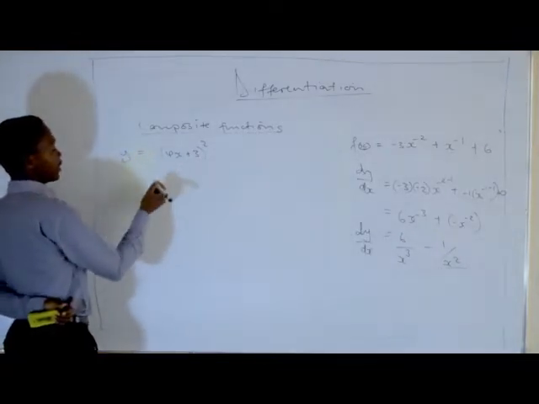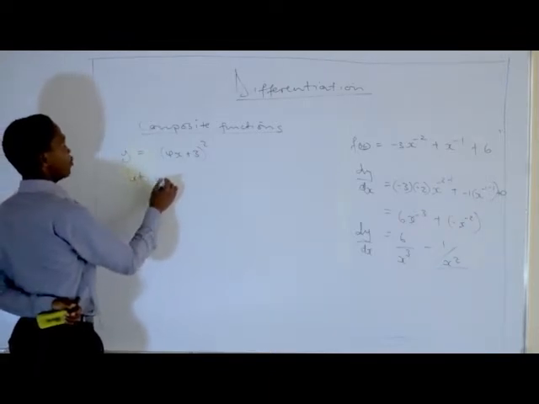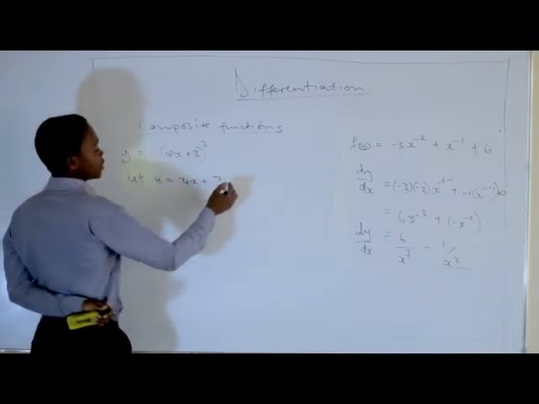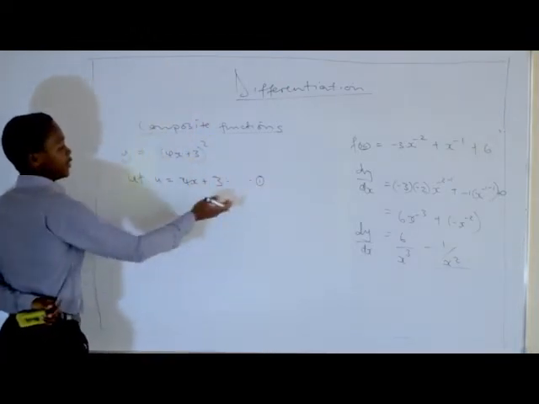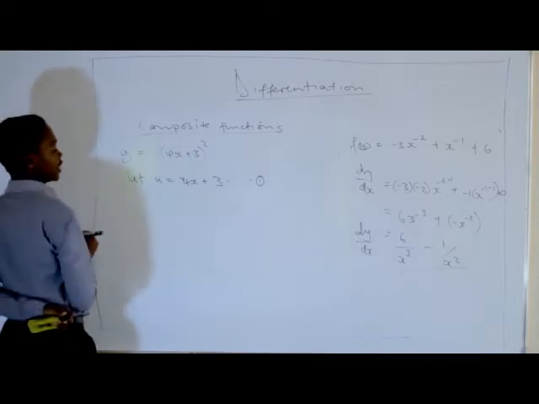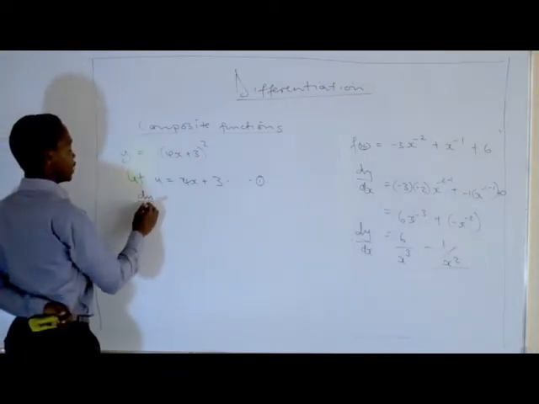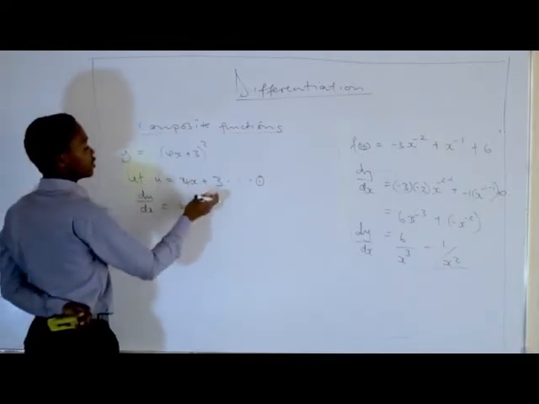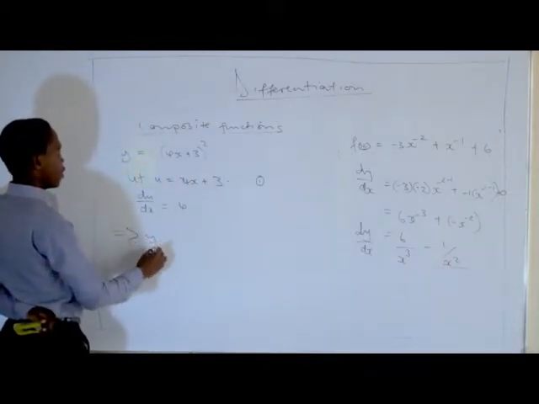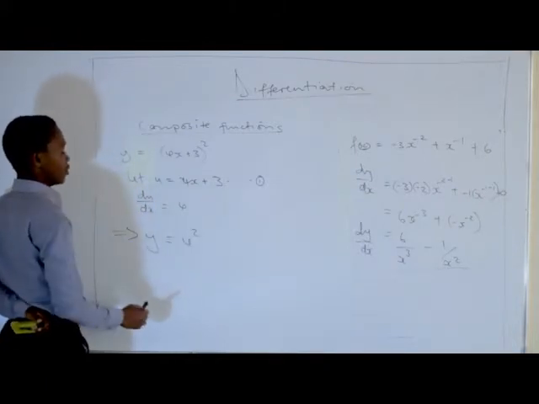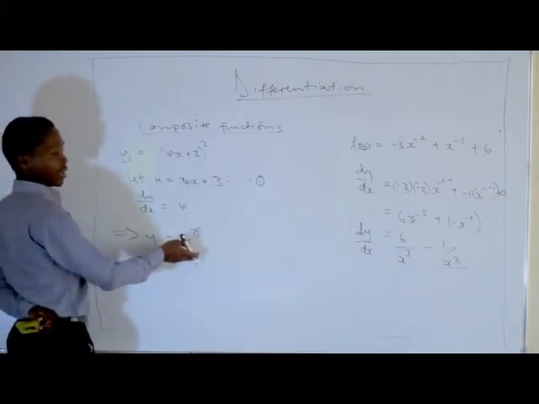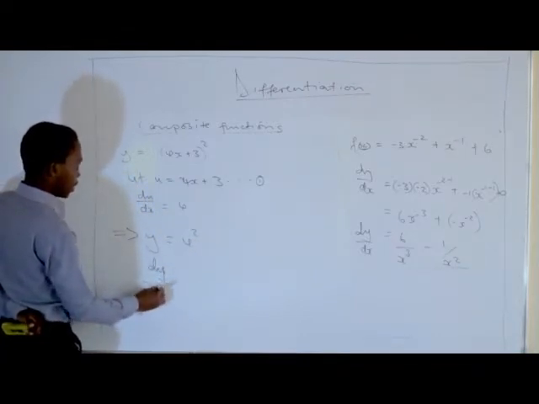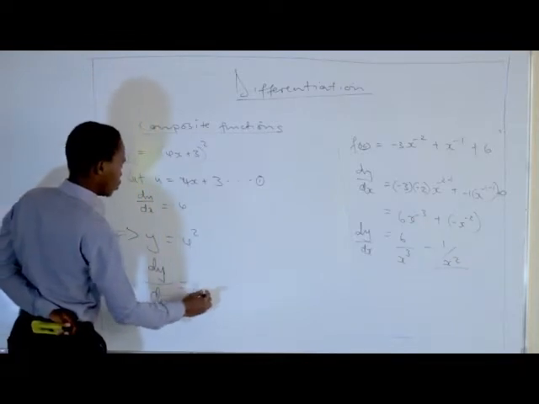When we want to find the gradient function, firstly we say let u be equal to 4x + 3. We can term this equation 1. We differentiate equation 1 with respect to x, and it will give us du/dx is equal to 4. And if u is equal to this, it implies that y is now equal to u to the power 2. So what is the differential of y equal to u to the power 2? dy/du is equal to 2u.